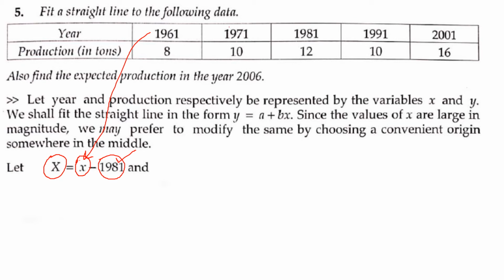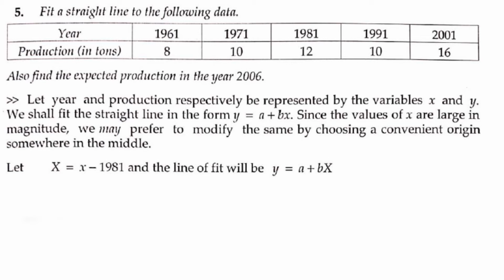Then we go for 1971 minus 1981, and this will be 1981 minus 1981. It will be 0. Let us see how we subtract and form a table.